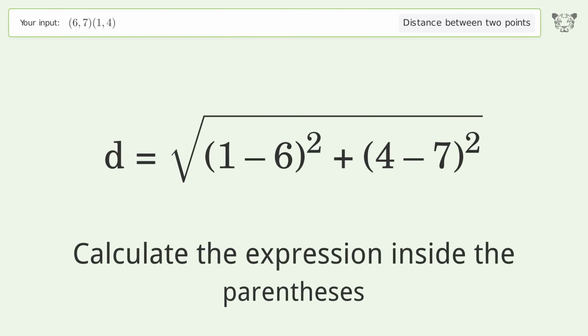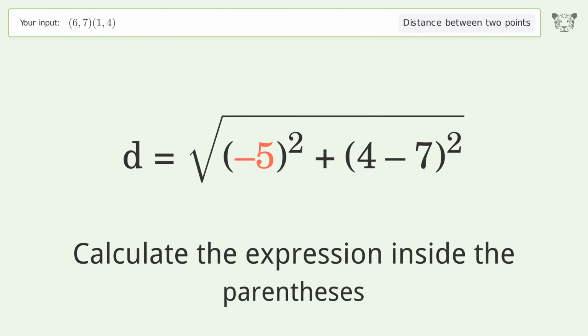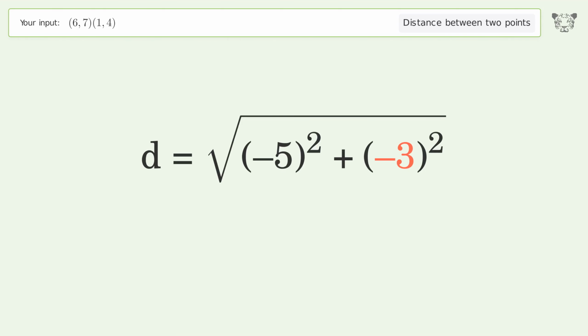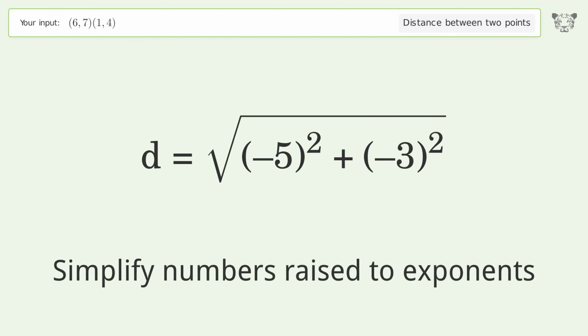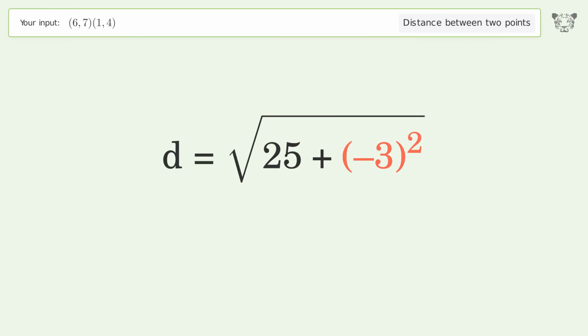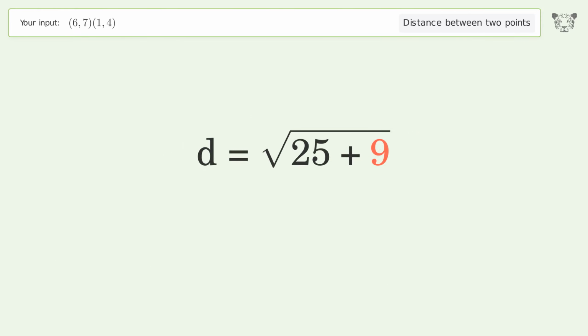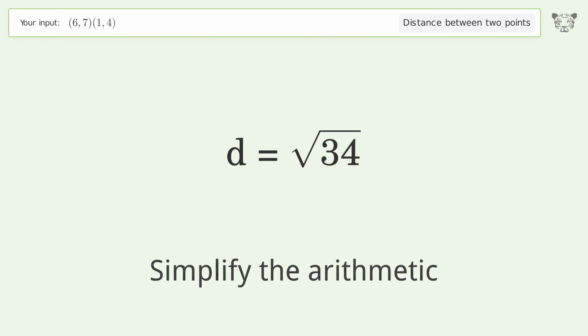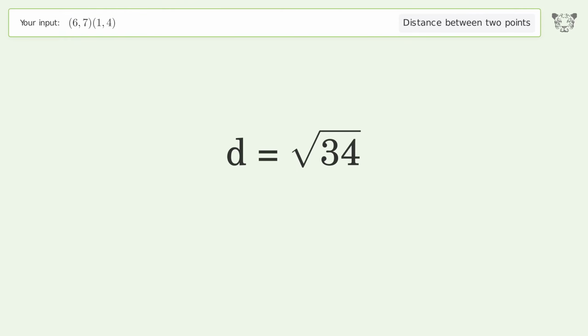Calculate the expression inside the parentheses. Simplify numbers raised to exponents. Simplify the arithmetic. And so the distance between the 2 points is the square root of 34, or 5.831.